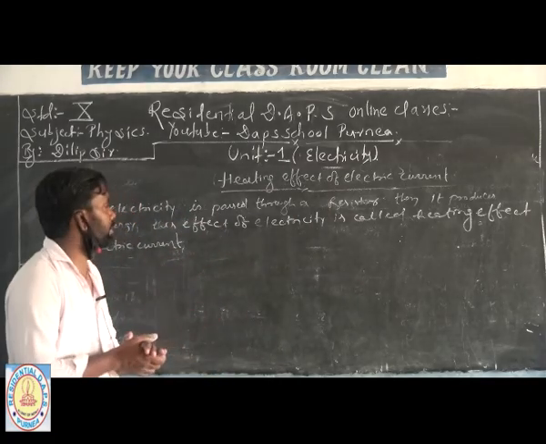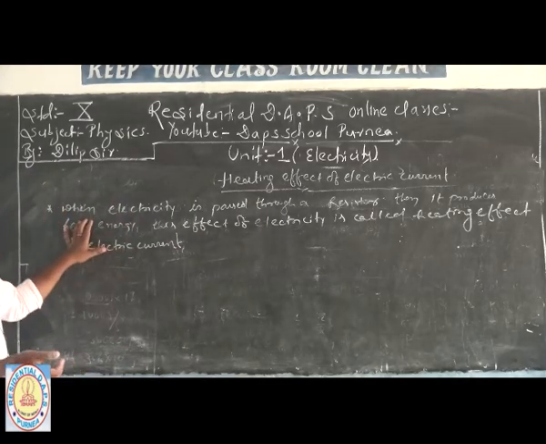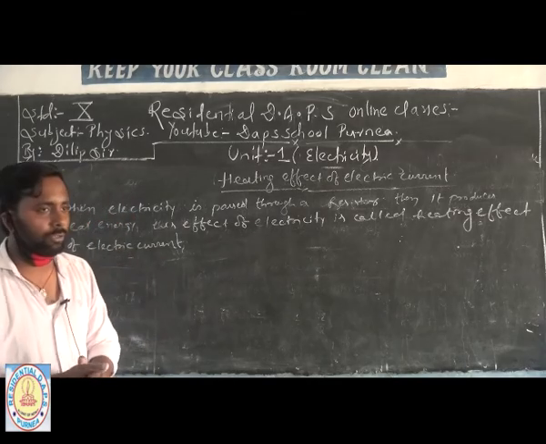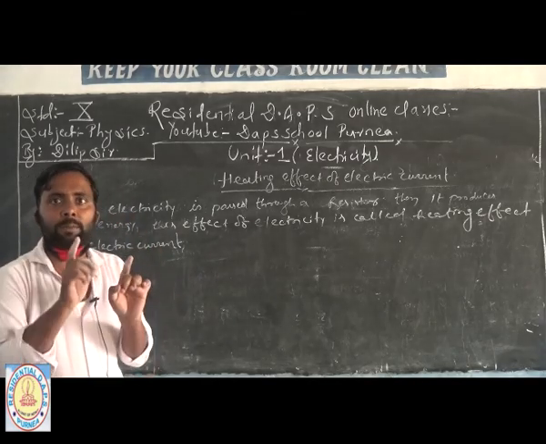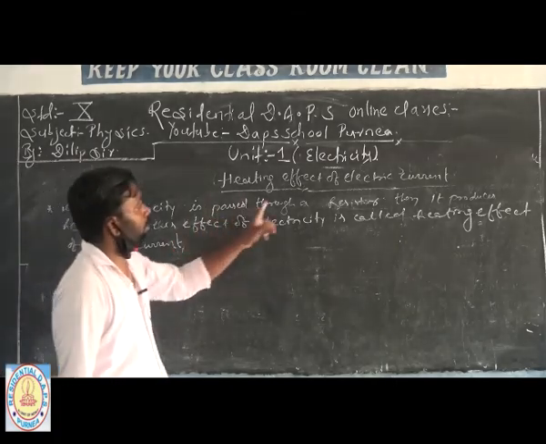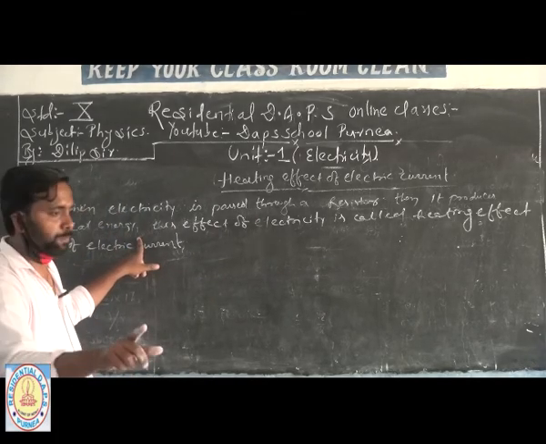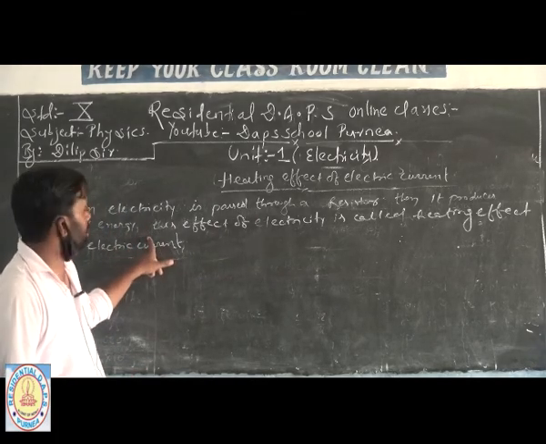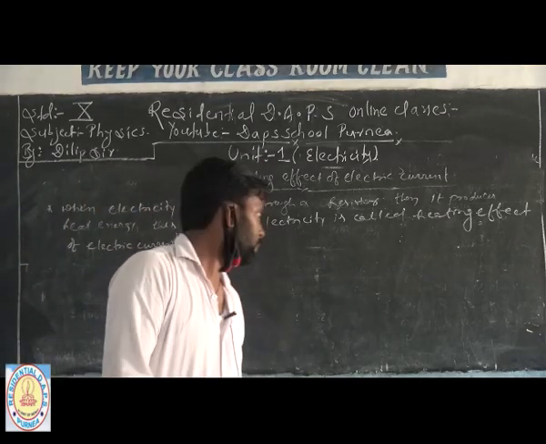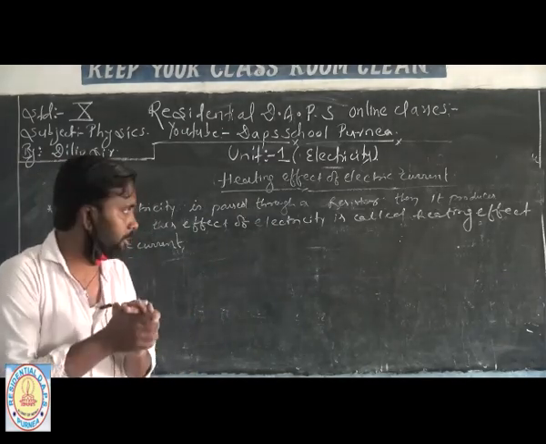Actually, heating effect means that whenever electricity is passed through a resistor, you know that a resistor is a material having comparatively higher resistance, then it produces heat energy. Whenever electric current is passed through a resistor, it produces heat energy. This effect of electricity is called the heating effect of electric current.